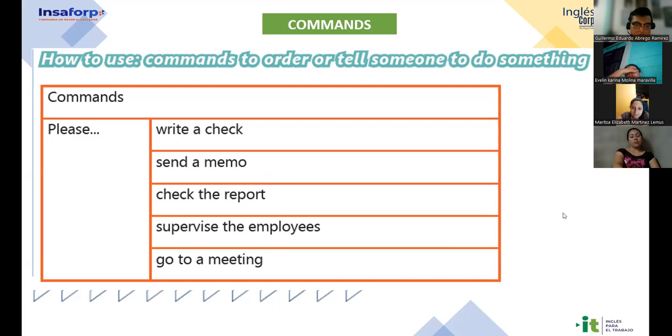Okay, Marixa, because I am seeing you in this moment, can you please read the commands? Always say please. Please write a check. Please send a memo. Please check the report. Please supervise the employees. Please go to a meeting. Exactly. Go to a meeting. Raquel?